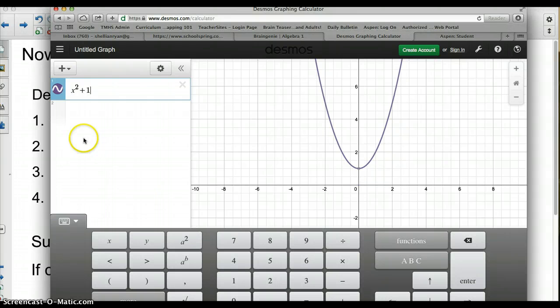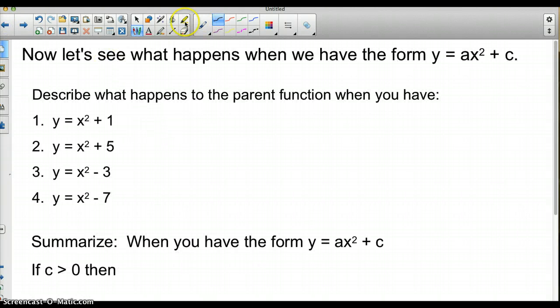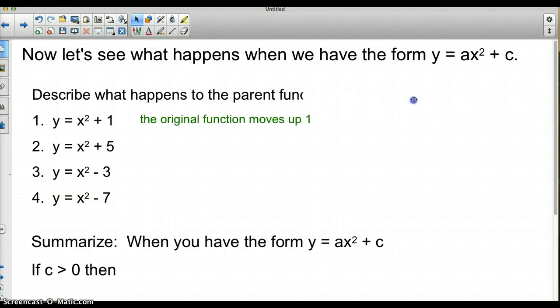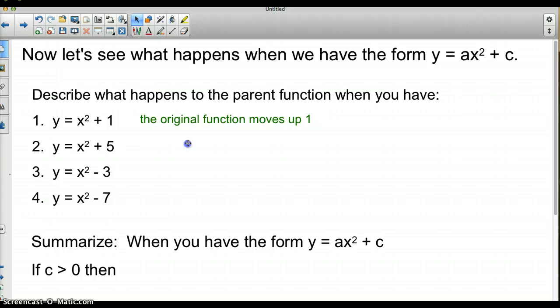Well, the graph moved up. So we would say what happened to the change? Well, the original function moved up 1. If I look at y equals x squared plus 5, we have y equals x squared, and I'm going to add 5 to it, we'll notice that the graph moved up 5. So the original function moved up 5.